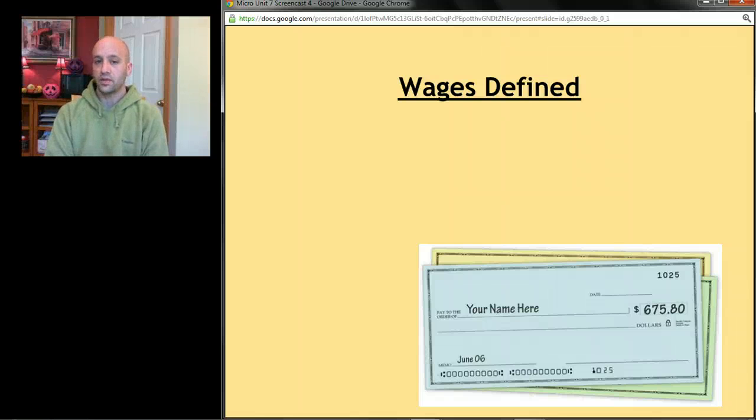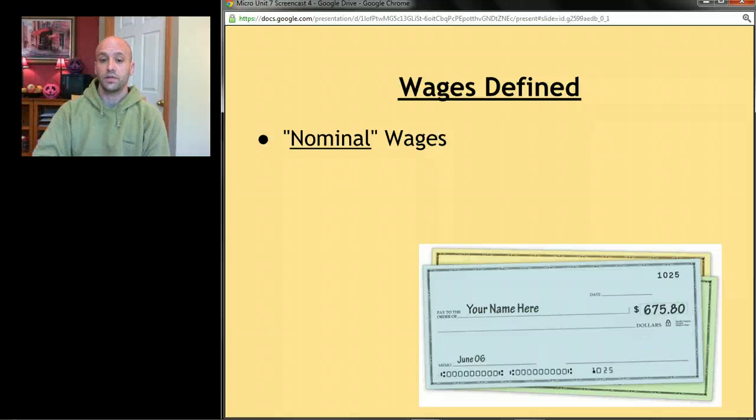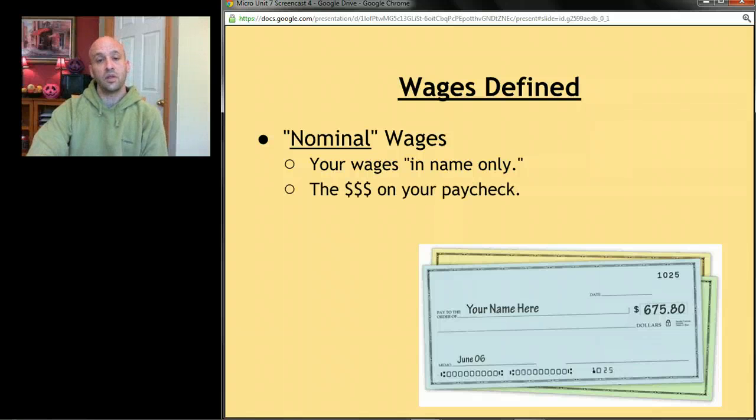We're going to come across wage determination in this screencast, how it gets determined what people earn, what amount of money. So we have to be specific about what I mean by wages. We're going to make a distinction between nominal wages and real wages. Nominal wages are your wages in name only. In other words, it's the amount of money that's printed on your paycheck.